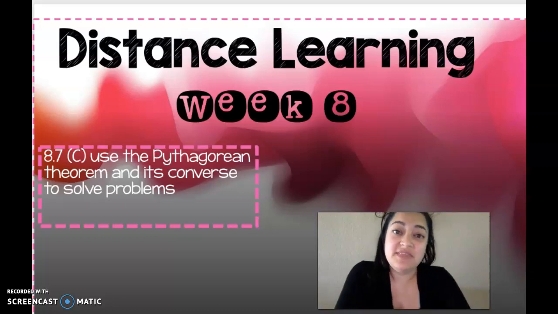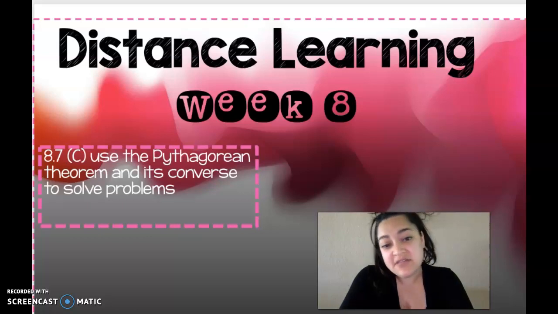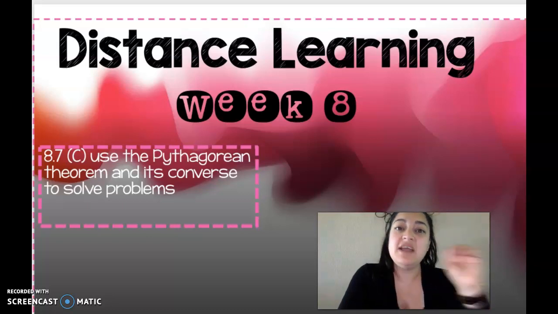We are going to be doing Pythagorean theorem, and I know you guys really liked Pythagorean theorem, so I think this is a great way for us to end the school year. It's using Pythagorean theorem and its converse to solve problems. So basically, you just use the formula for Pythagorean theorem and you plug in your numbers.